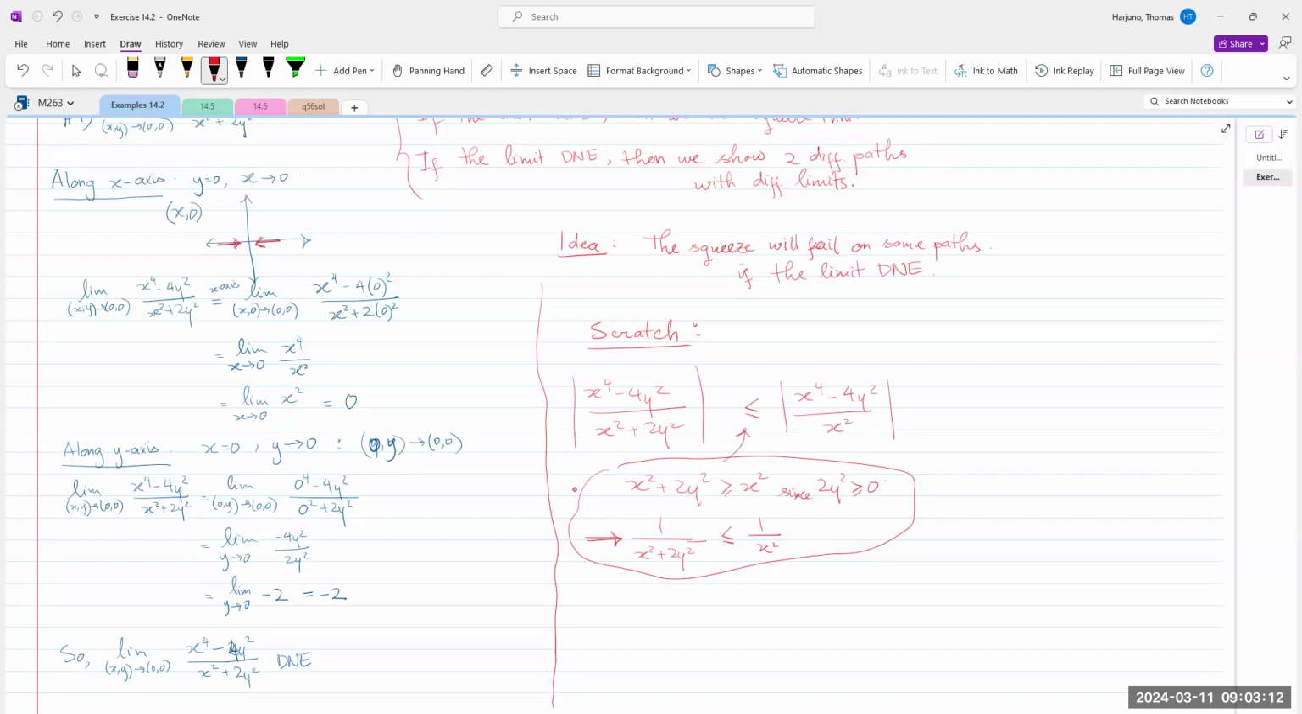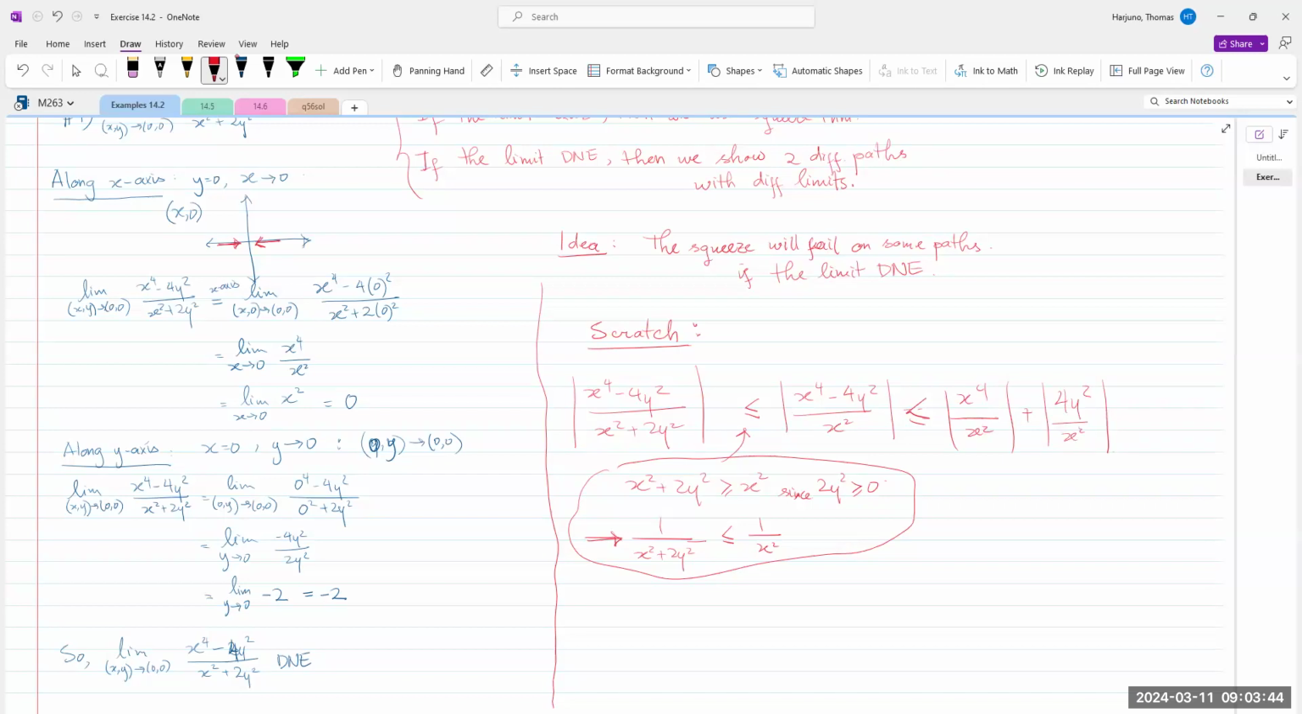Okay, but this one, you will see that this will eventually squeeze down to 0 as x and y go to 0. Okay, yeah. I think I want to say, and let me be a bit careful there. This is actually bounded above by x to the fourth over x squared plus 4y squared over x squared.